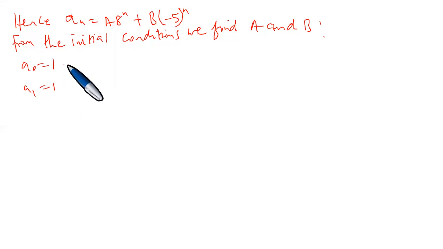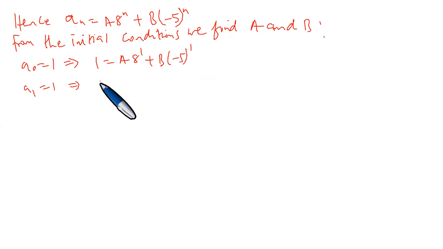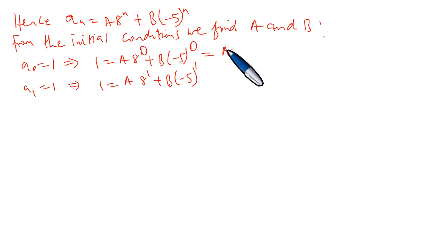A1 is 1. Okay, if A0 is 1, we're going to put it here in this one. So which means 1 is A plus B. Sorry, this one is A0, so it means N is 0. N is 0 because N is at the bottom, so you must put 0 here. A1 is 1, so it means N is 1 because the subscript is N. So this is 1 and then plus B to the power 1. Okay, this is therefore A plus B.